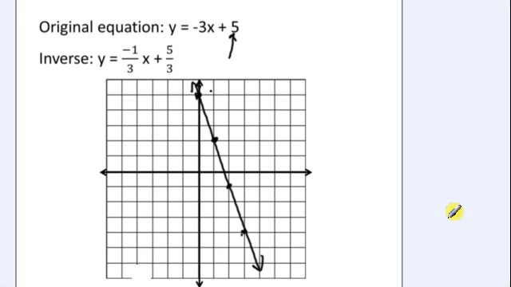Now for the inverse, it has a y-intercept of 5/3, so I want to go up to 1 2/3, about right in there. Then a slope of -1/3, so down 1 over 3, down 1 over 3. All right, then I'll connect those points and draw the line.